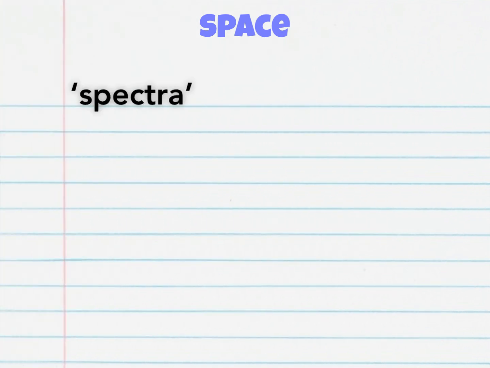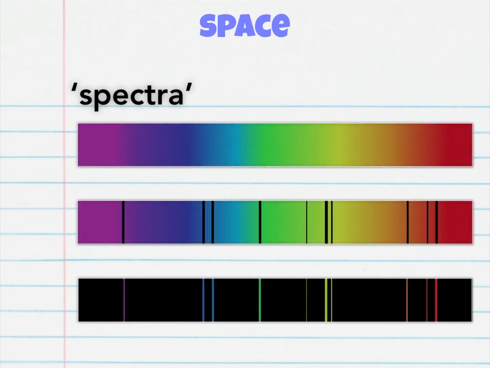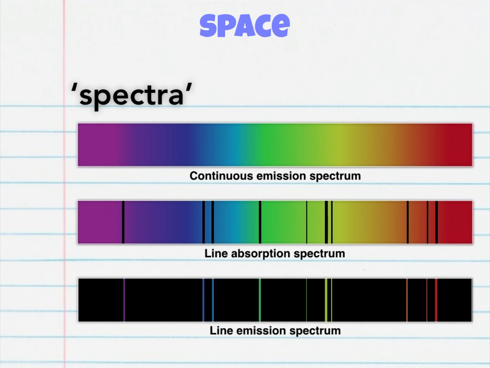Here you'll have to identify the name of each type of spectra. First off, we have a continuous emission spectrum. The diagram in the middle is known as a line absorption spectrum, and the bottom diagram is a line emission spectrum. If you want to learn more about how various spectra are produced and the information we can gain from them, then take a look at this video.